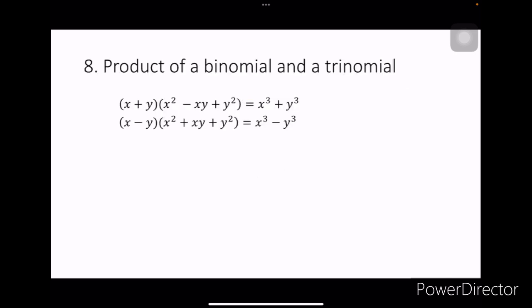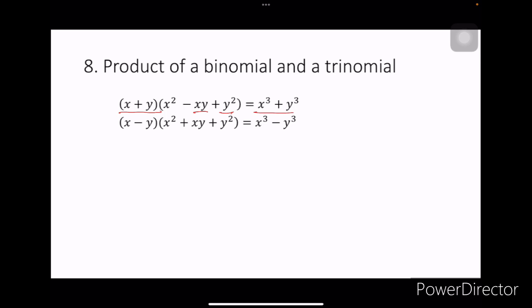Now let's move forward. I think this is the last one. It is the product of a binomial and a trinomial. So if you will have the quantity of x plus y times the quantity of x squared minus 2xy plus y squared. So you have quantity x plus y times the quantity x squared minus xy plus y squared. This is equal to x cubed plus y cubed.